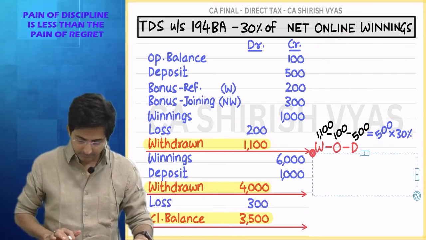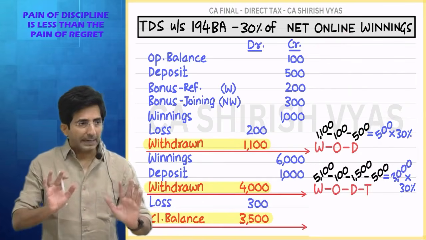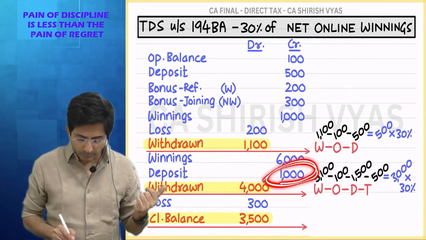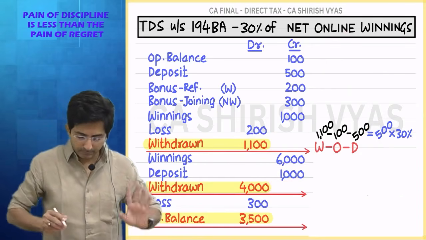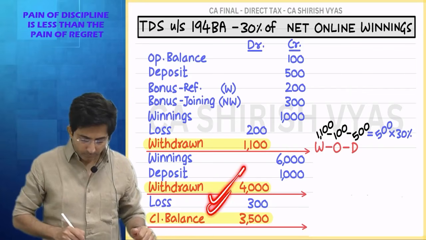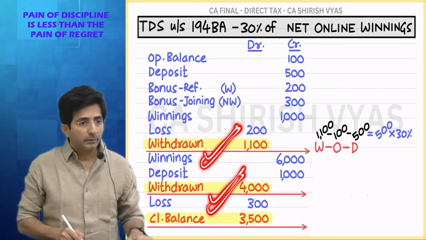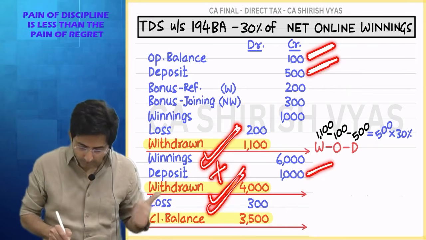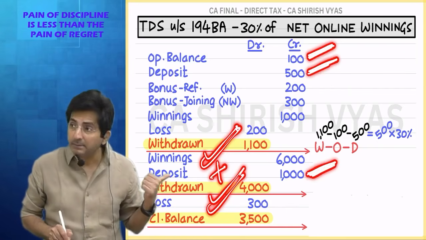Okay, see here. Sorry, I made a calculation mistake. There is one more deposit here. See once again. Total withdrawals is how much? 5100, that is the total withdrawals. Then minus opening balance 100, deposit 500, and there is one more deposit. See here, 1000 rupees.